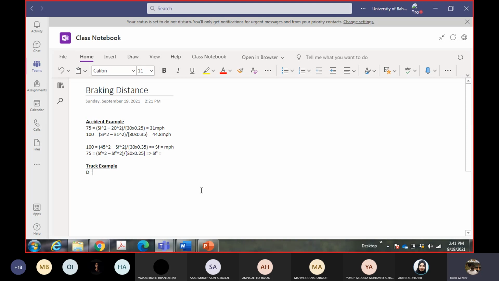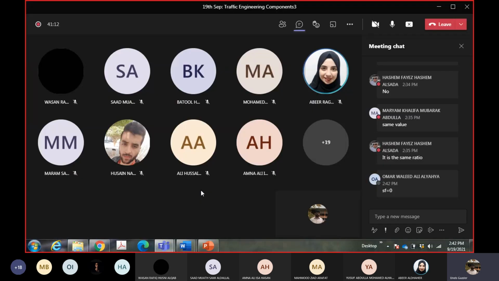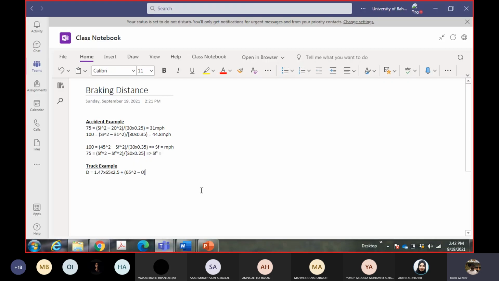So we are calculating D equals 1.47 into S, which is 65, into 2.5, the reaction time. What about SF? What will happen to SF? If the initial speed is 65 miles per hour, the final speed is how much? 0, because we are talking about stopping.